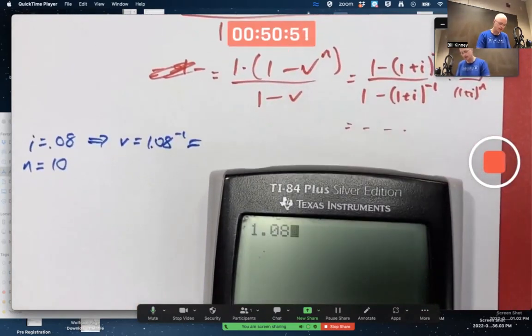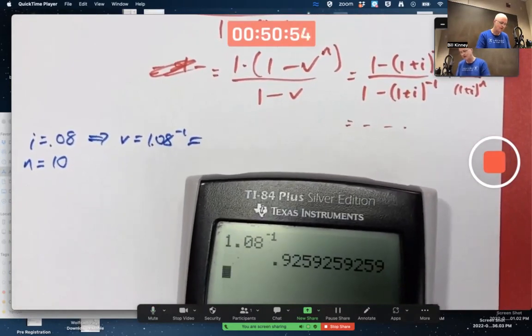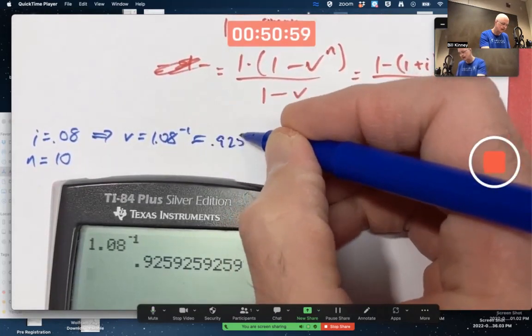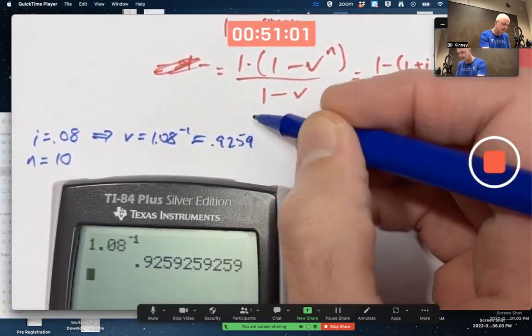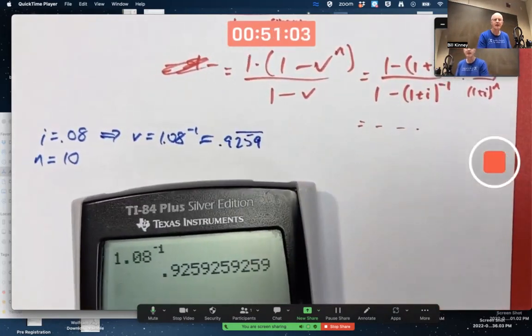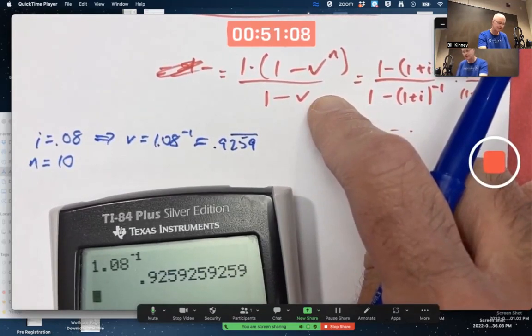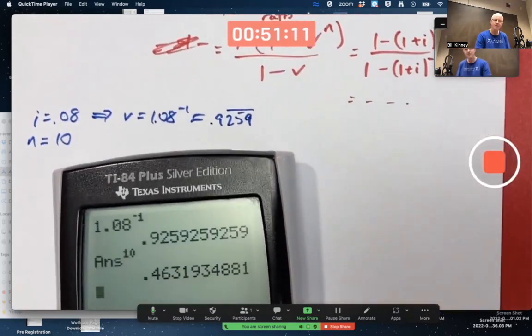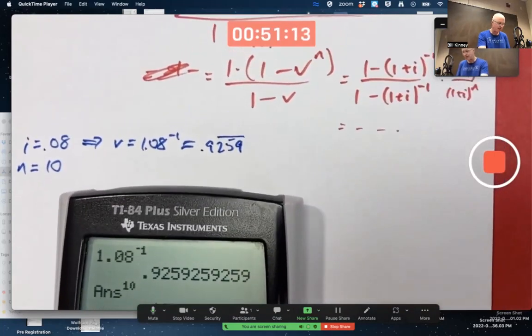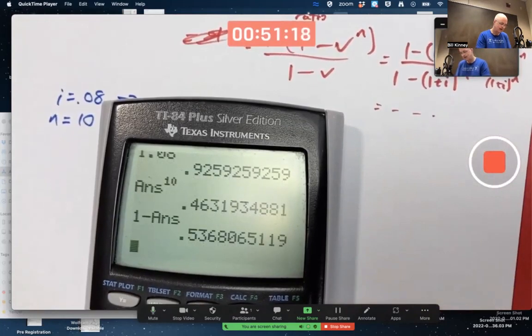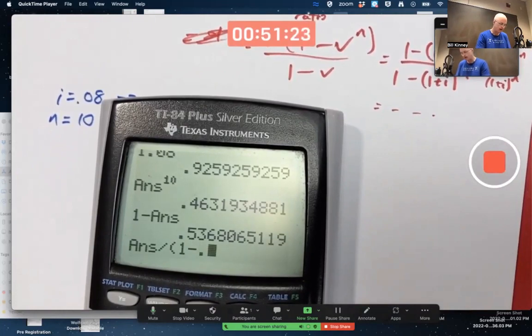1.08 to the negative 1 power is about 0.9259259. I guess that's a repeating decimal, yep. Looks like the 259 repeats. If I want to use this formula, what would I do? I'd raise it to the 10th power, say first. Subtract that from 1, 1 minus that. And then divide by 1 minus 0.9259259.